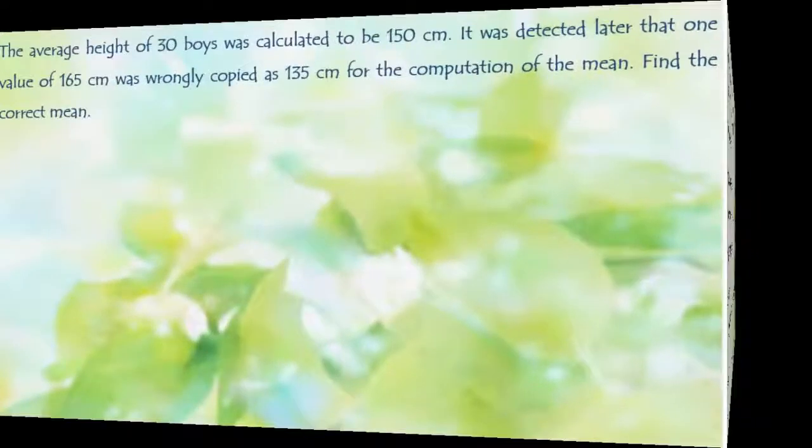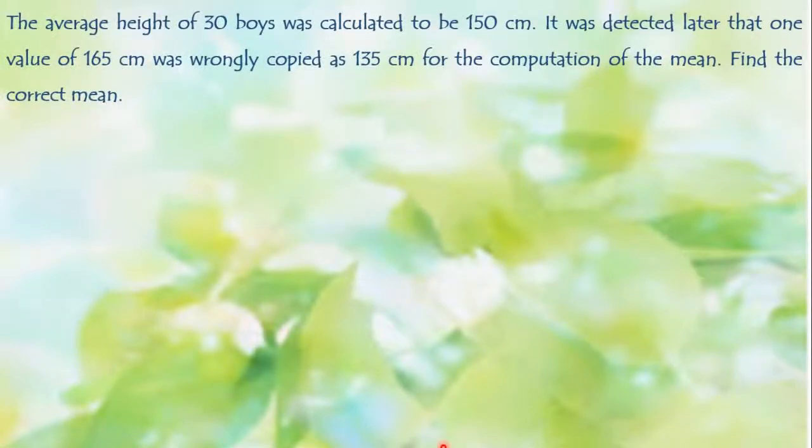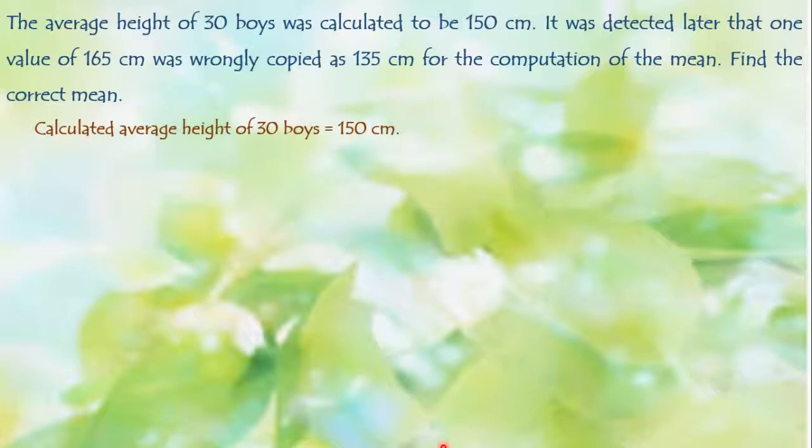The next question. The average height of 30 boys was calculated to be 150 centimeter. It was detected later that one value of 165 centimeter was wrongly copied as 135 centimeter for the computation of the mean. We have to correct the mean. The calculated average height of 30 boys is given as 150.